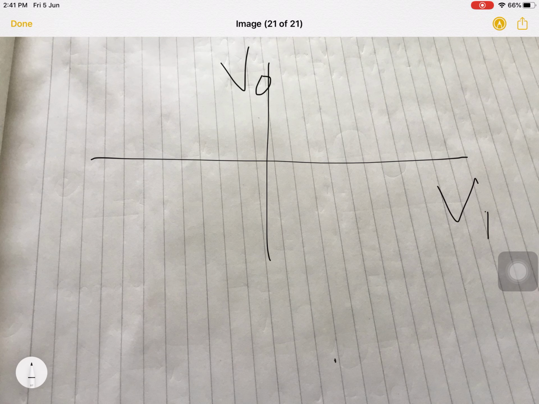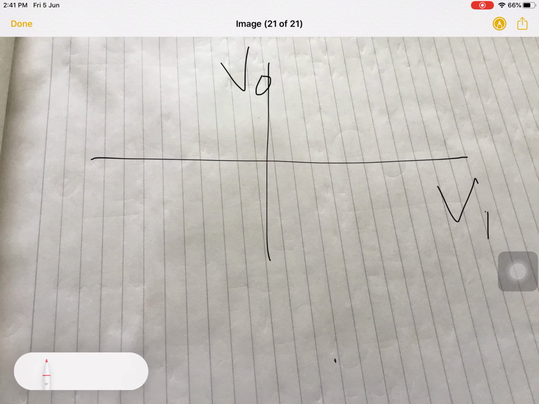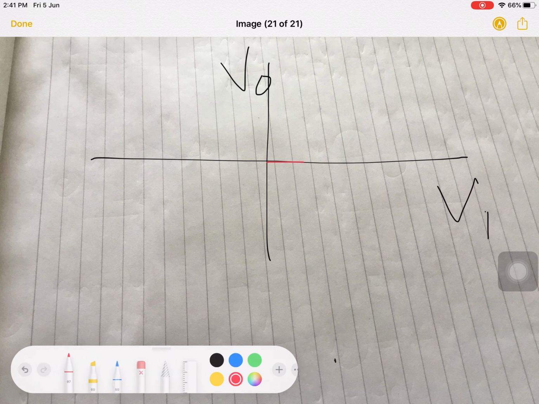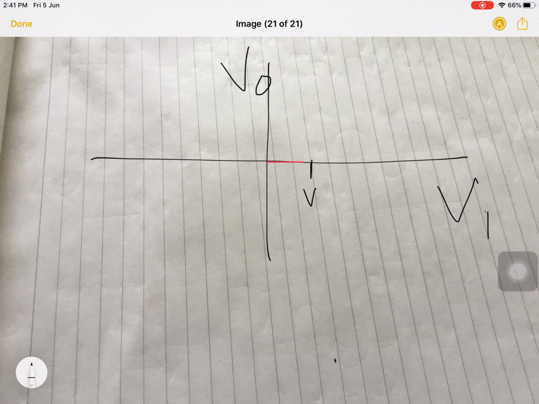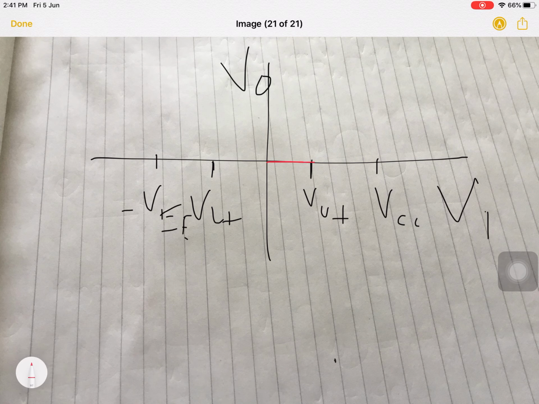Let me take a different color right now. The input is increasing. Let's say this is VUT, the x-axis is input, and this is Vmax. Vmax is nothing but VCC. Here it is VLT, and this is minus VEE. As we go on increasing the input voltage, from 0 to VUT the output was VCC.